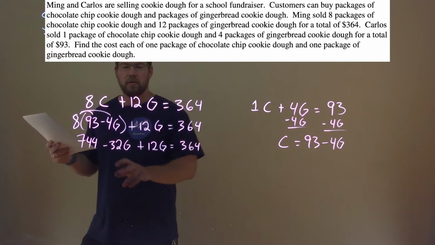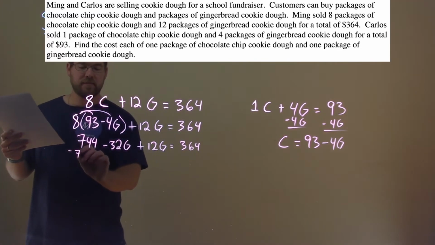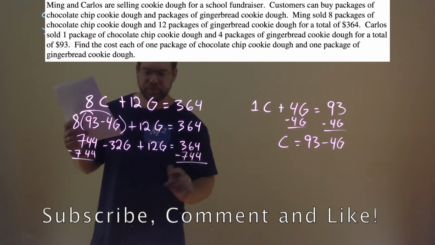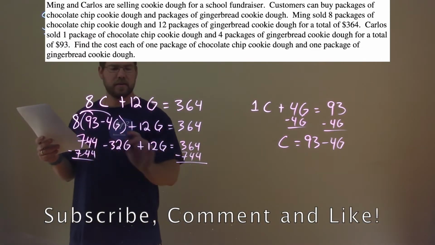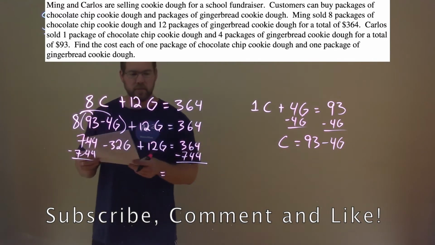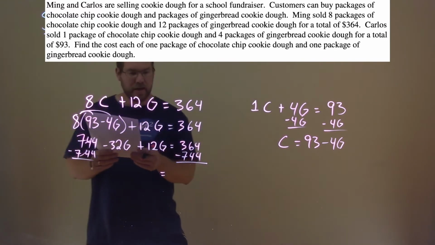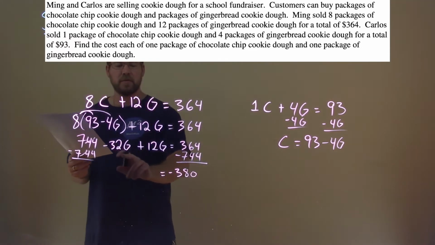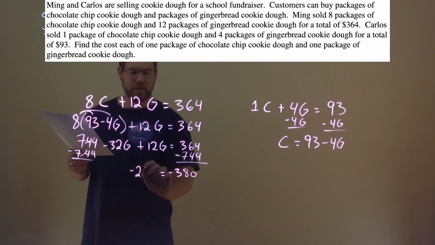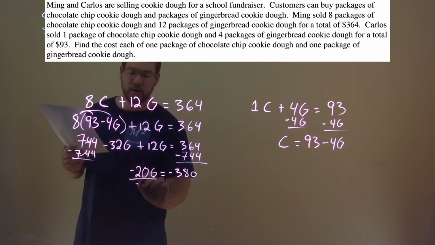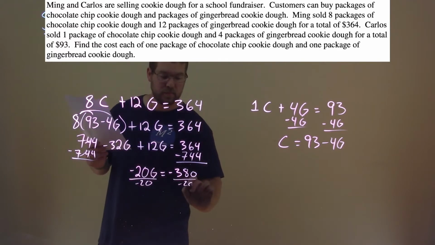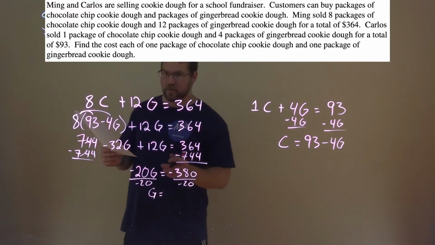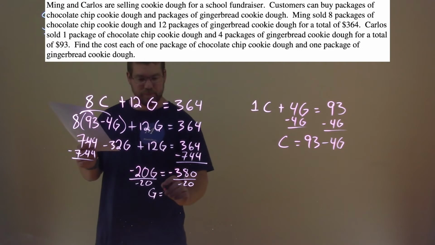So again, let's bring our like terms together. So I'm going to subtract 744 from both sides. And so that cancels out here. I'm left with 364 minus 744, which is a negative 380. Negative 32G plus 12G is a negative 20G. Divide both sides by negative 20. And we have G by itself. And negative 380 divided by negative 20 is a positive 19.